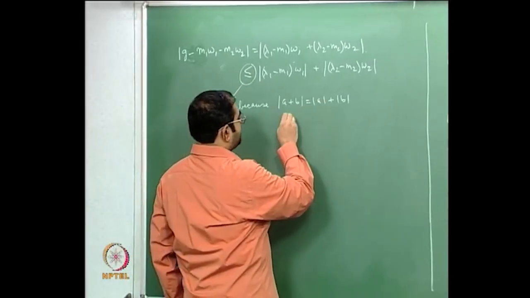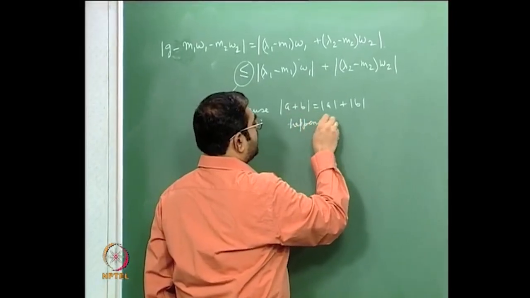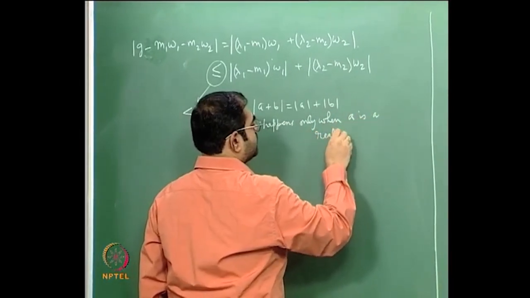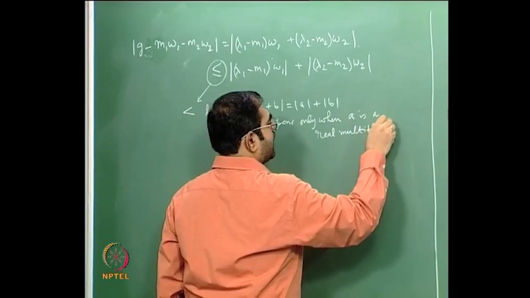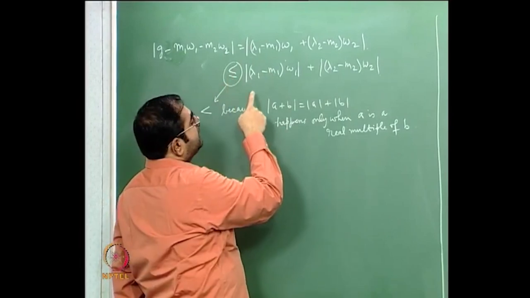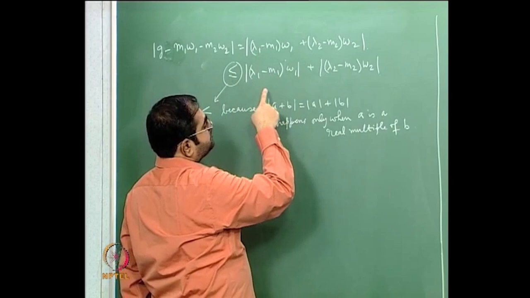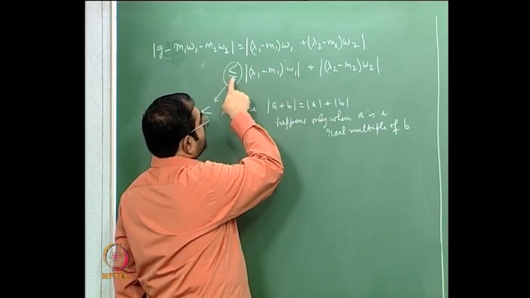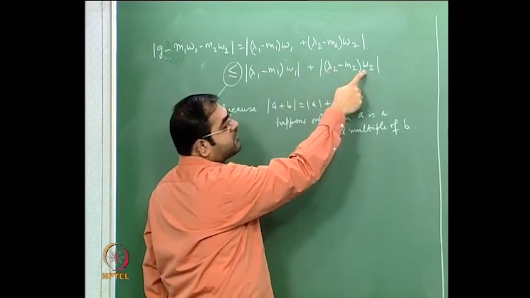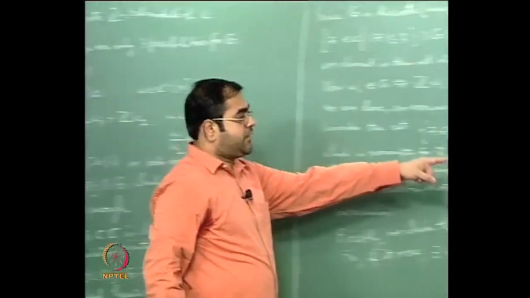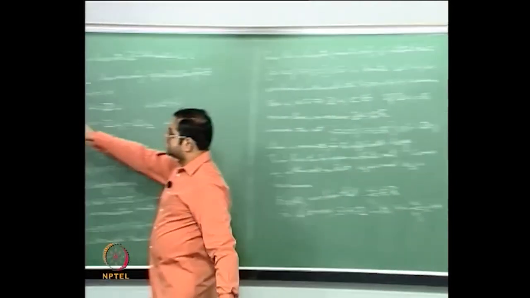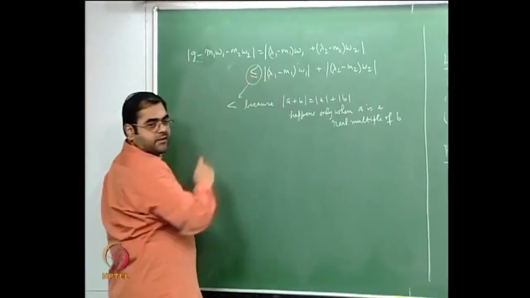So because this happens only when a is a real multiple of b, if there is an equality here, it will tell you this is a real multiple of that. But then these are real coefficients, so it will tell you omega 1 is a real multiple of omega 2, but that contradicts the fact that the ratio omega 2 by omega 1 is not a real number. Therefore, in this triangle inequality, this has to be a strict inequality.